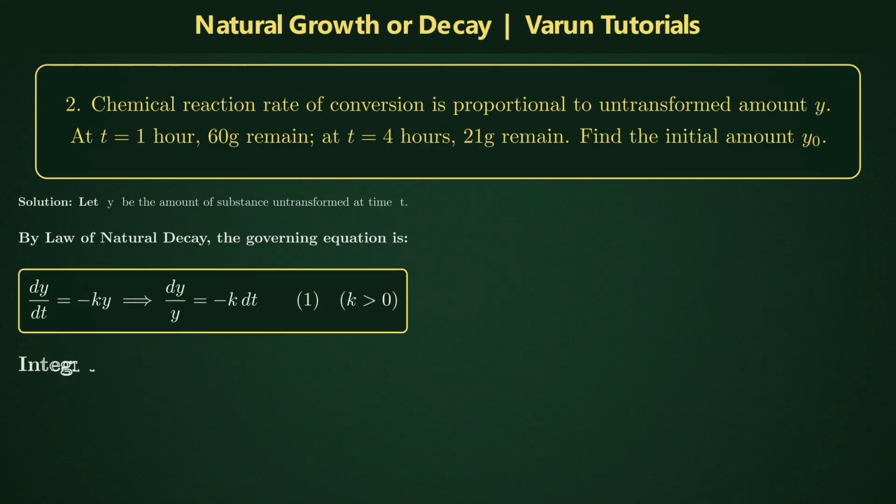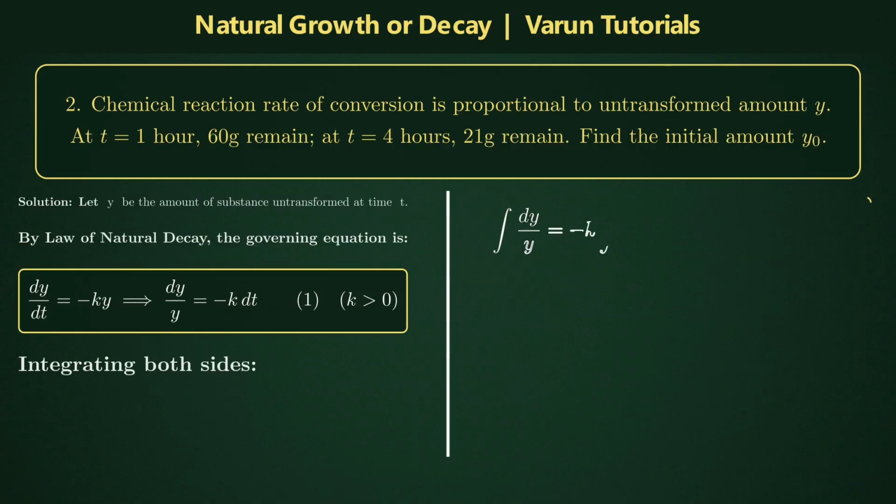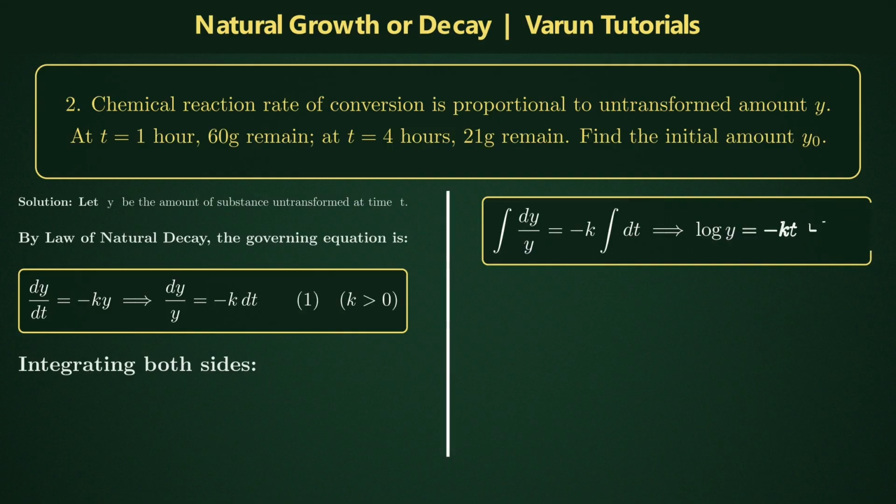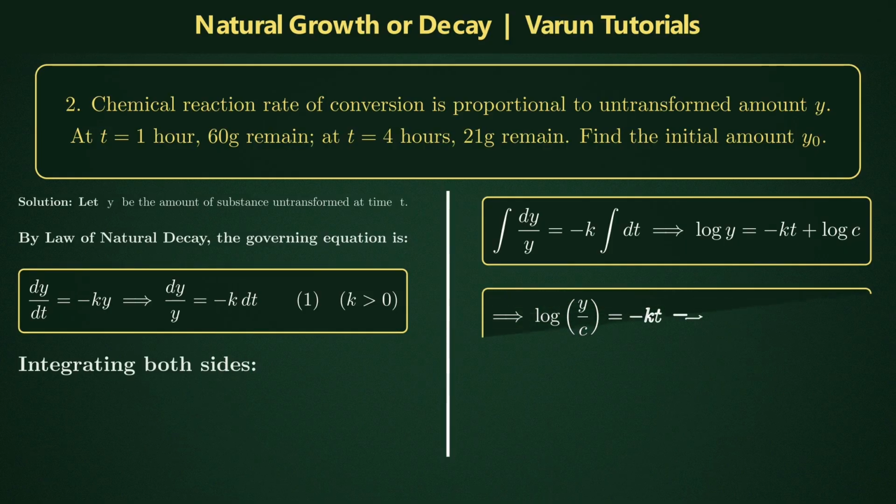Next, we integrate on both sides of the equation. This yields the integral of dy over y equals minus k times the integral of dt, which gives log y equals minus kt plus log c. Taking the exponential of both sides, we get the general solution y equals c times e to the power of minus kt. We label this as equation 2.